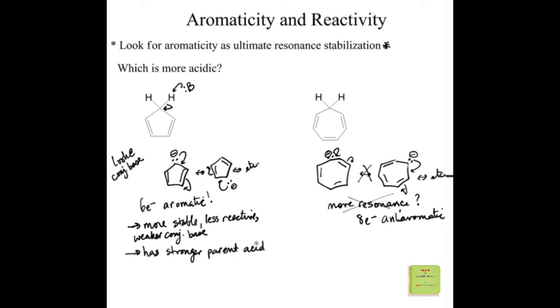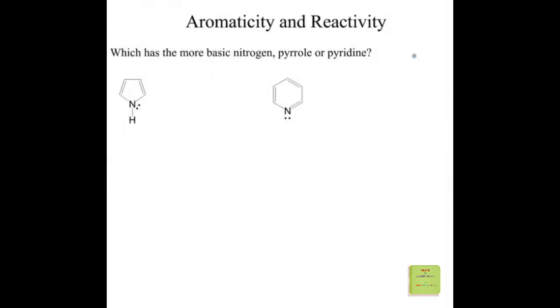So which of these two polyenes is the stronger acid? This is more acidic, because aromaticity is the best resonance we can have. So if we can find that, we know that it beats any other kind of resonance we might have. Okay, let's try another example.